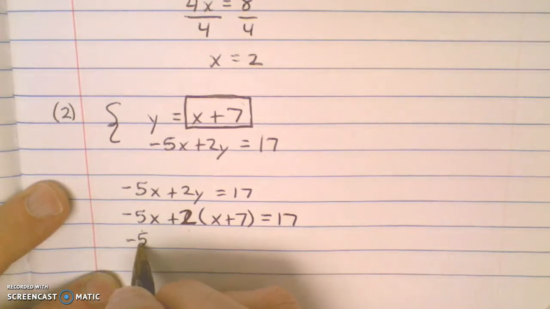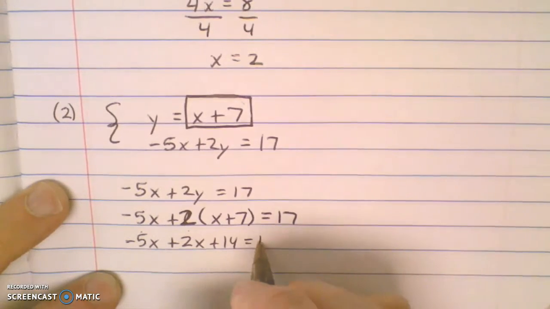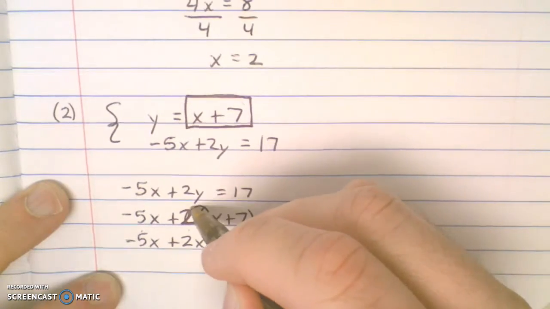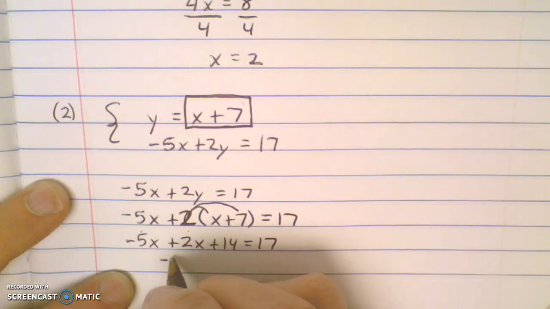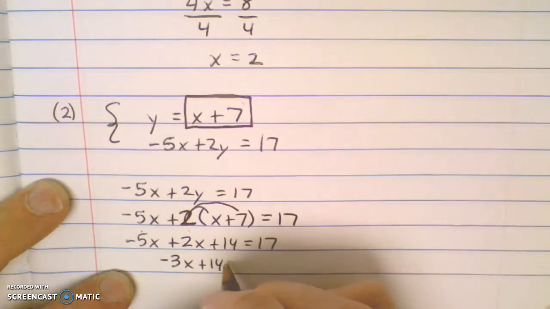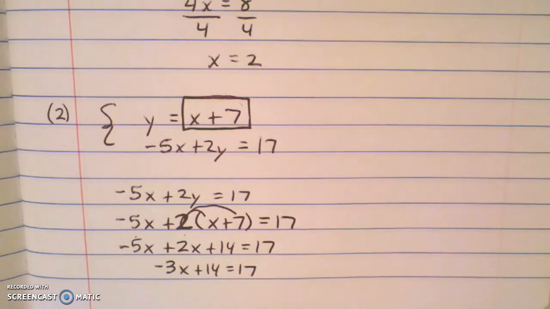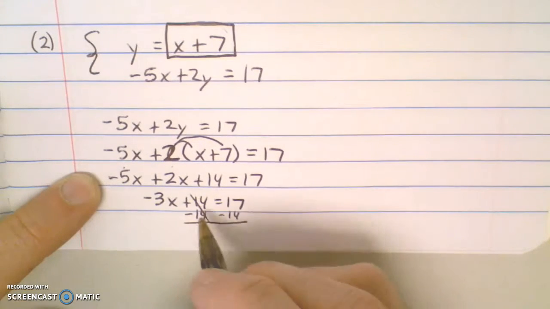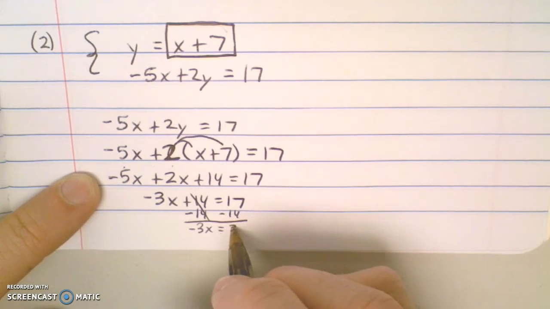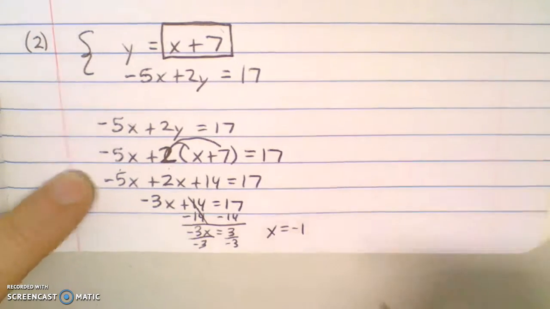And now we can solve with methods that we've learned. So I just distributed the 2 to the inside of the parentheses. Combining like terms, we've got negative 3x plus 14 equals 17. And now I can subtract 14 on both sides and get negative 3x equals 3. Divide by negative 3, x equals negative 1.